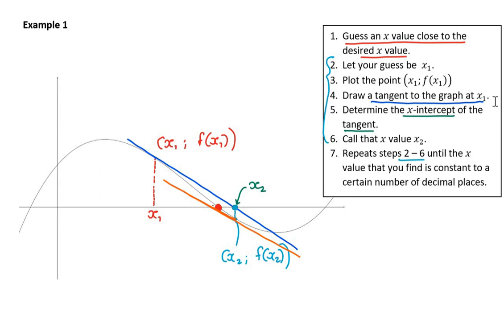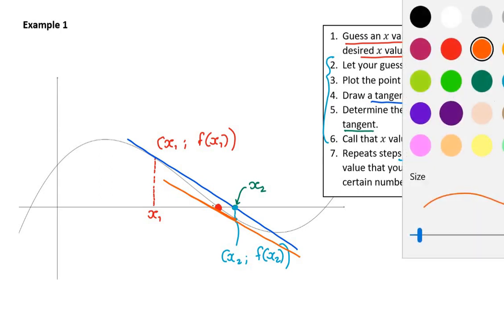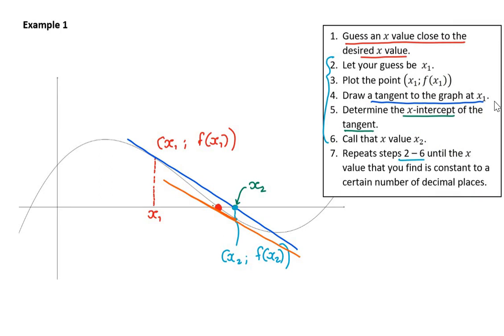Draw a tangent to the graph at x number 2, and determine the x-intercept of that tangent. And now you'll notice, I'm going to call this x number 3. That's even closer to the x-intercept that I'm looking for. And now I repeat this process.